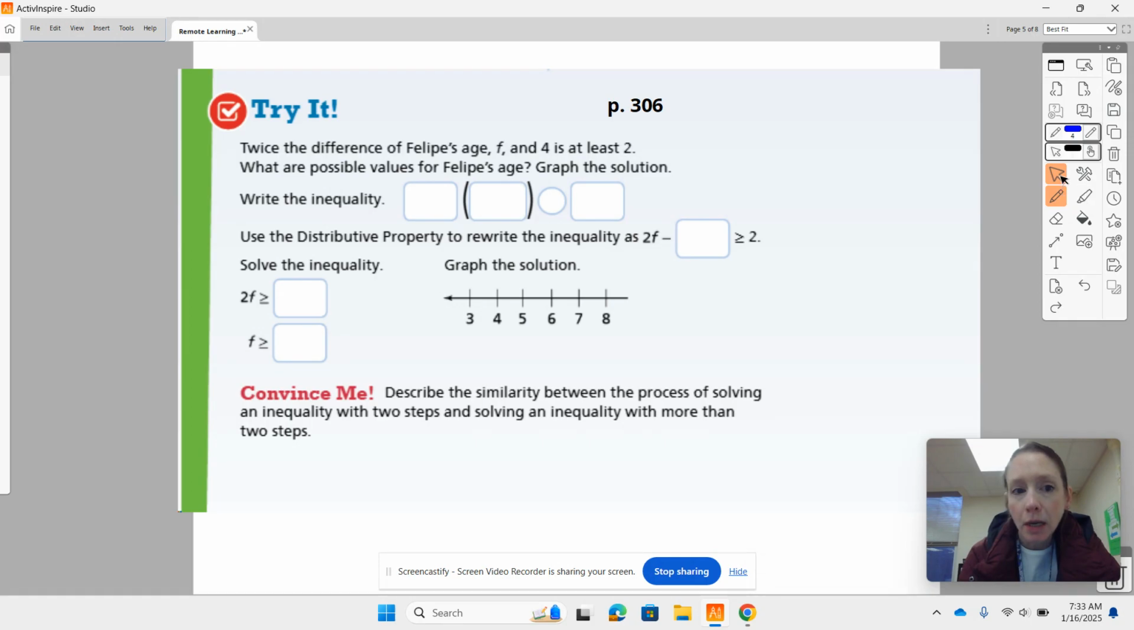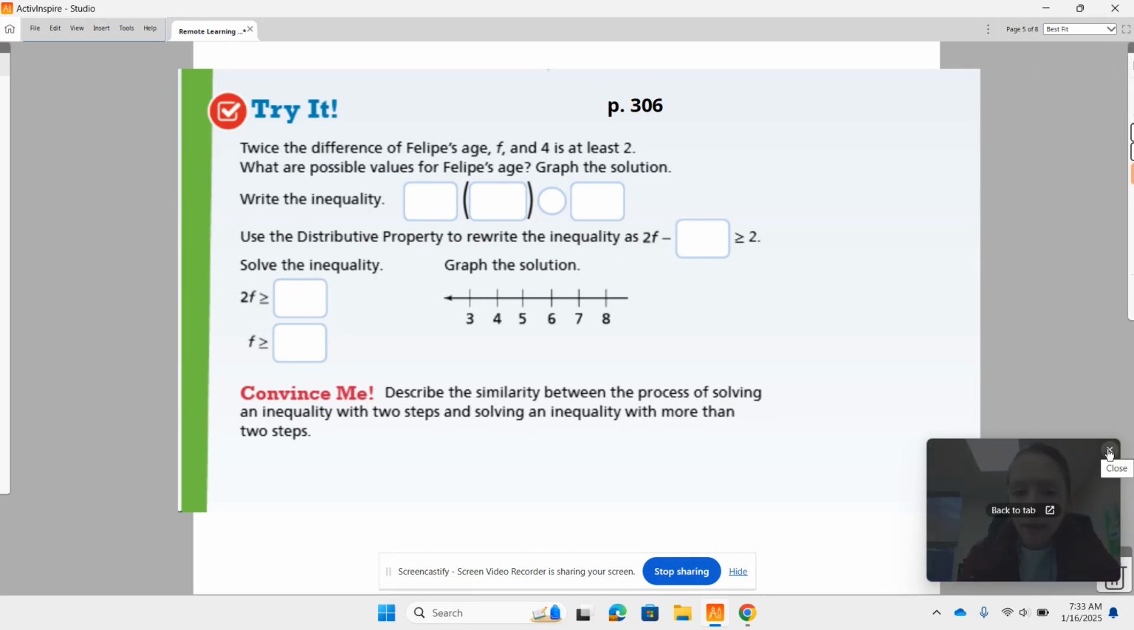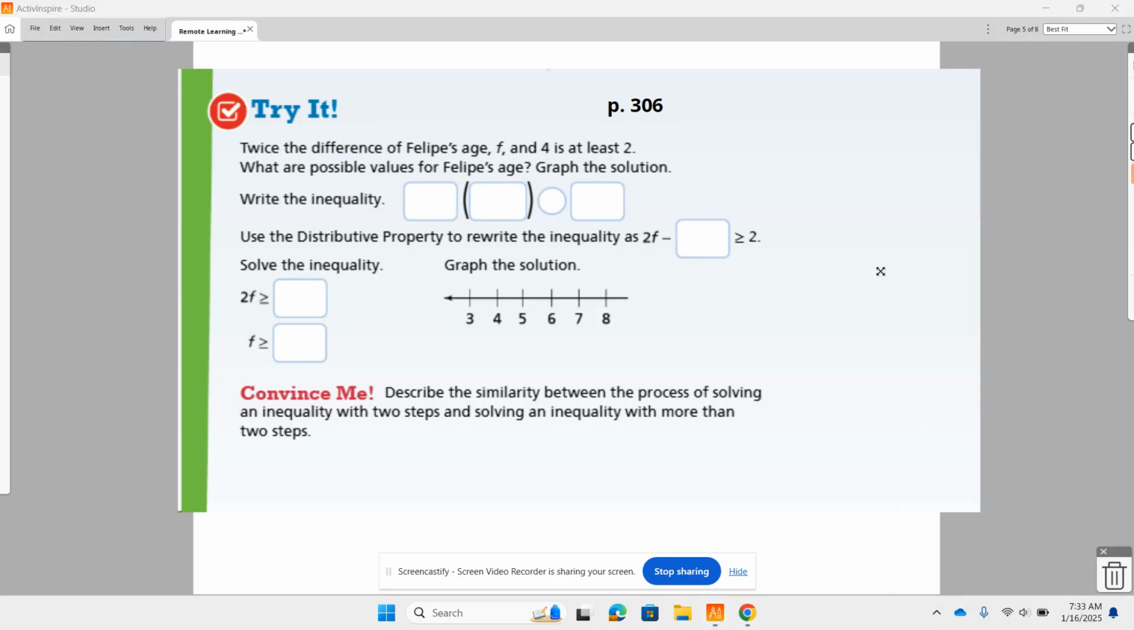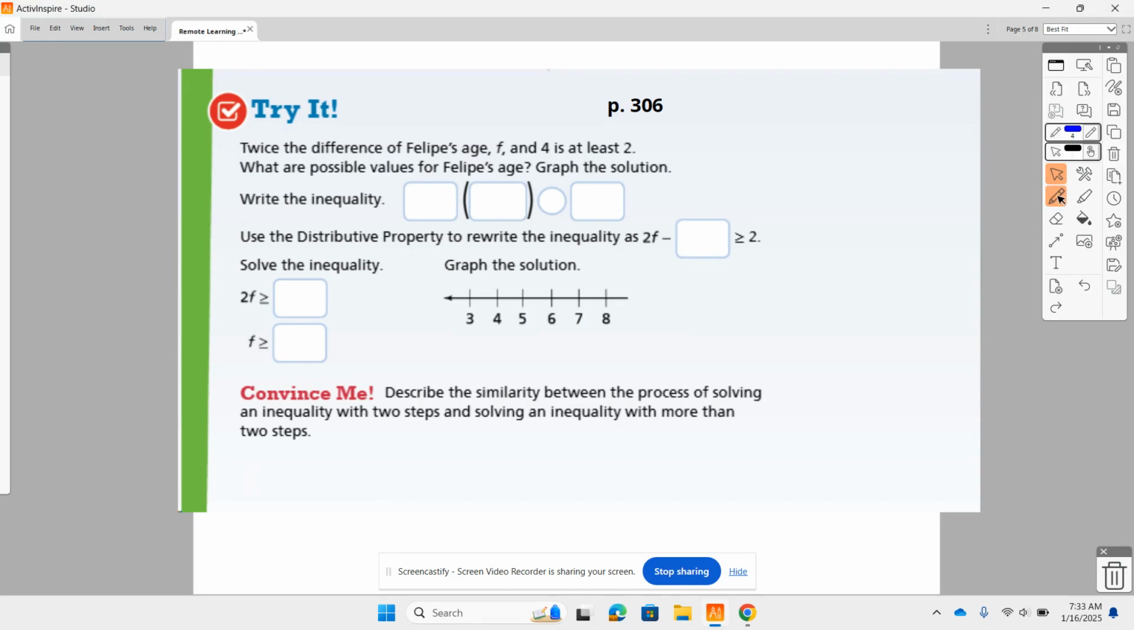So for the try-its, remember that is giving you a little bit of guidance on how to set up and write an inequality. So on page 306, you see this example about Felipe. Twice the difference of Felipe's age, F, and 4 is at least 2. We're looking to fill in the inequality based on that information.